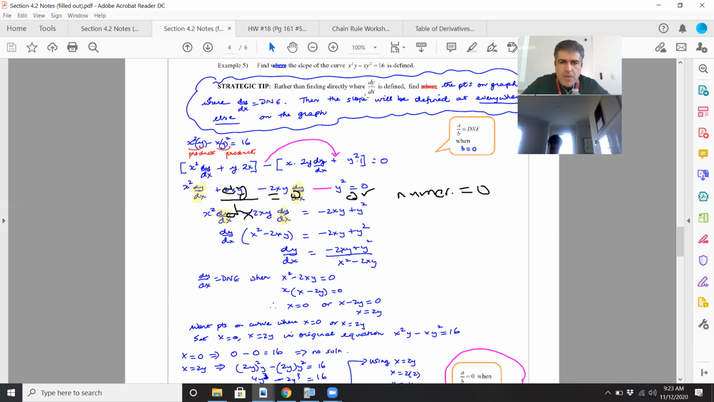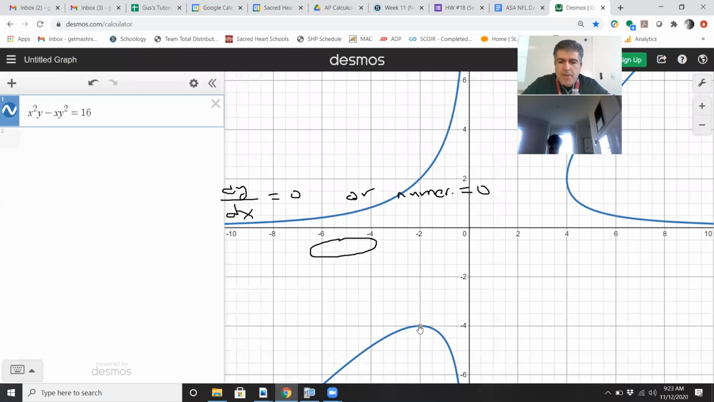Yeah, so basically wherever you would set that equal to 0. And then you see where you have horizontal tangents, if there are any. And actually, looking at this graph, yeah, it looks like there would be one at -2, -4. And I guess that would make the numerator 0.